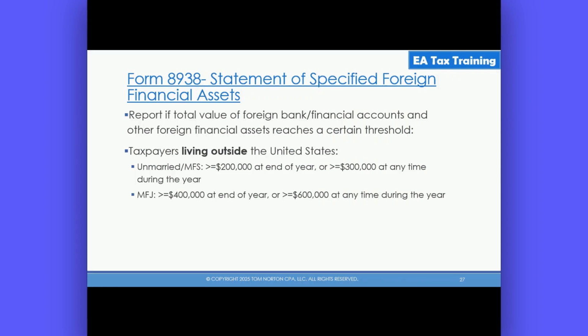They're giving you more leeway. I think they're assuming that if you live outside the United States, you're more likely to have foreign financial accounts. So they're making the threshold higher. Here, if you're unmarried or married filing separately, then if that account or the total of your accounts are valued at $200,000 or more at the end of the year, or $300,000 at any time during the year, then you have to file the form. And of course, those amounts double if you are married filing jointly.